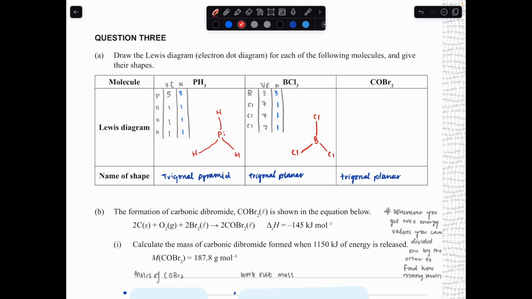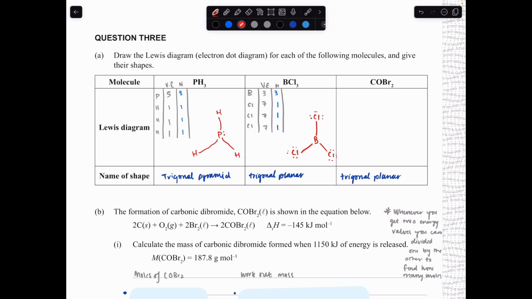So boron only needs 6. So let's count if it has 6. 1, 2, 3, 4, 5, 6. Beautiful. Chlorine needs 8. Currently it has 1, 2. So I have to add more lone pairs of electrons to make it happy. So it's got 1, 2, 3, 4, 5, 6, 7, 8, for each chlorine.